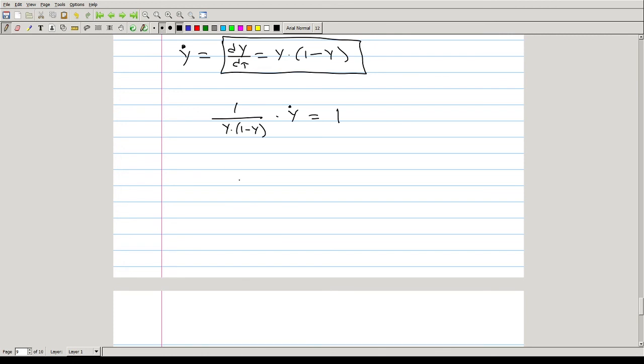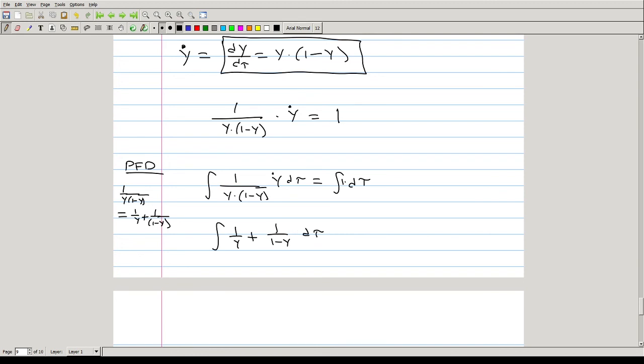And if we integrate both sides with respect to tau, we get the integral of 1 over y times 1 minus y times y dot d tau is equal to the integral of 1 d tau. You can do partial fraction decomposition, which you'll hopefully remember from your previous course in ODEs, on this 1 over y times 1 minus y, to get that this is exactly equal to 1 over y plus 1 over 1 minus y. And this integral right here on the right hand side is going to just be tau plus c.